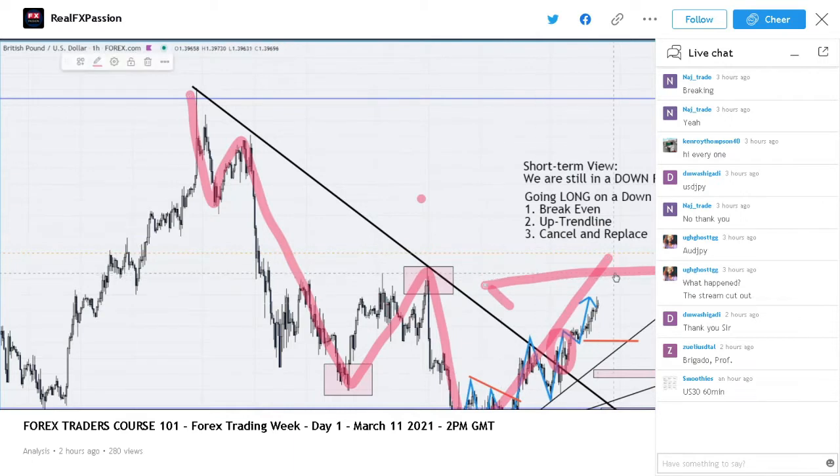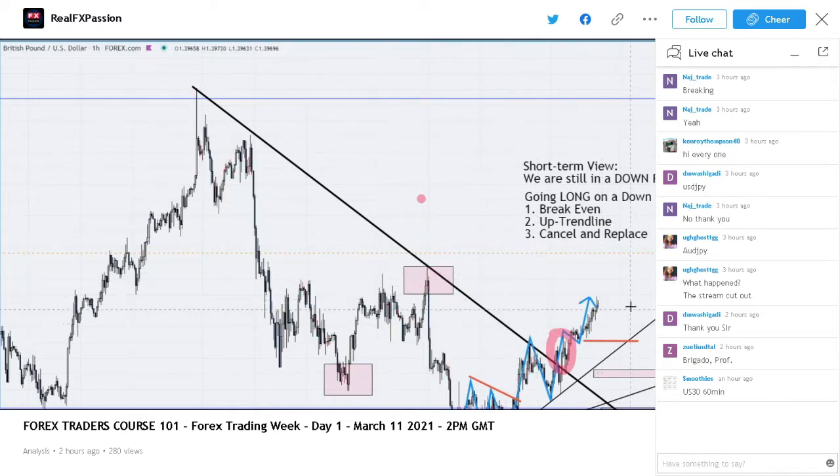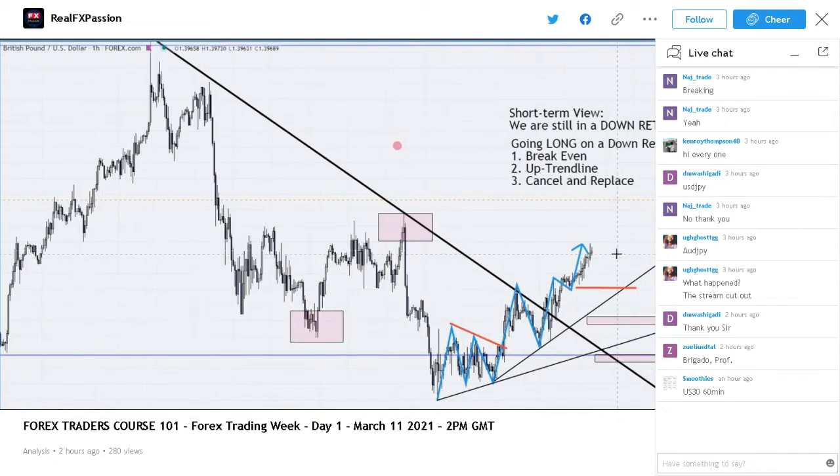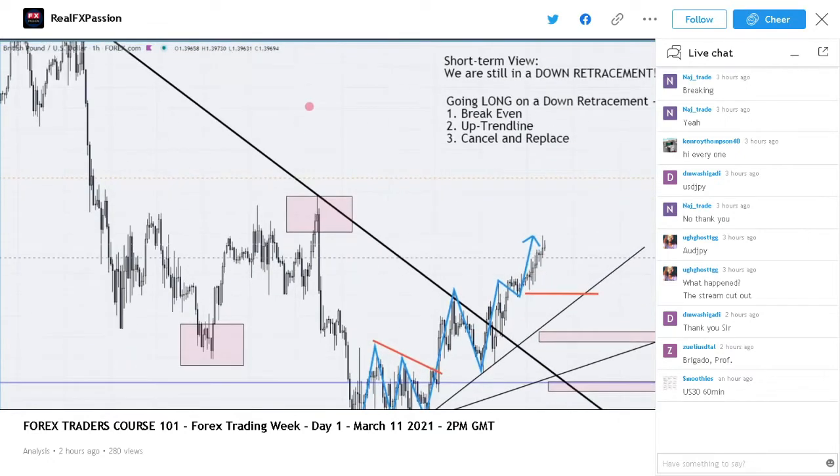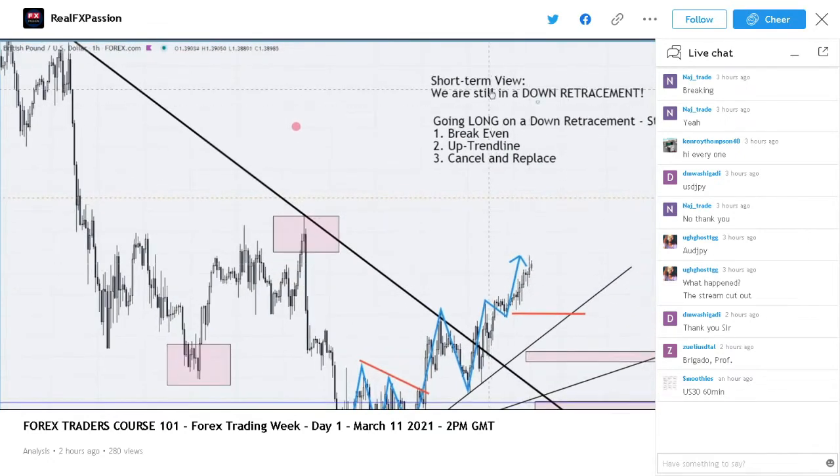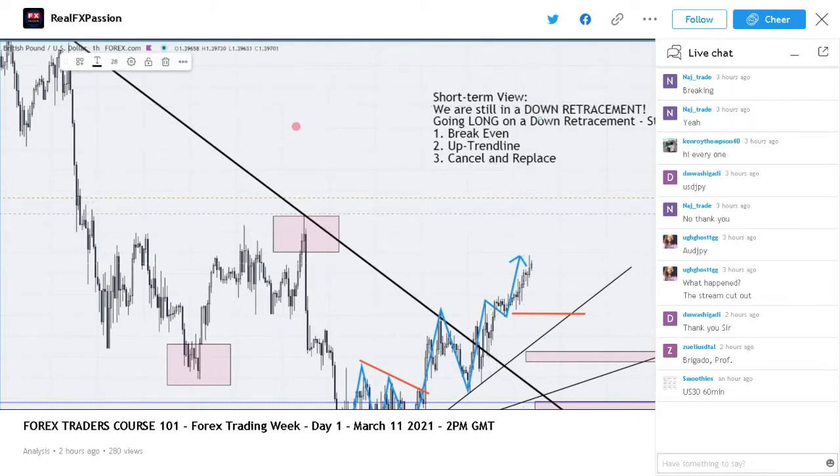So DMW and Ook, are you in a trade already? If you're in a trade, please type in the chat where is your entry, where is your stop loss, and where is your take profit.